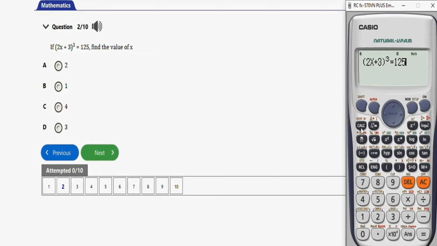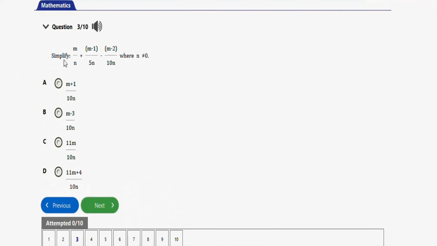Press shift and this calc button, assign x to be 0, very important. Now press equal to solve it. So x equals 1, option B. So that's it for this question. Let's solve question 3. Question 3 says simplify this algebraic fraction where n is not equal to 0.